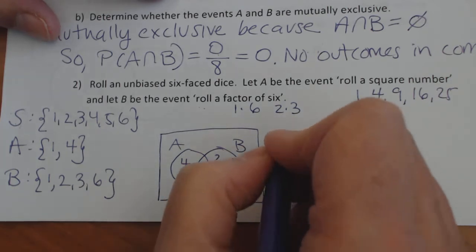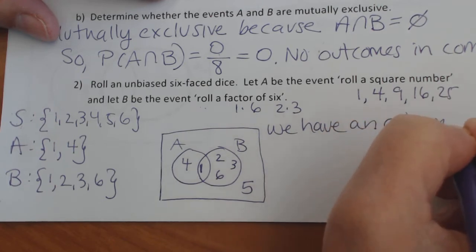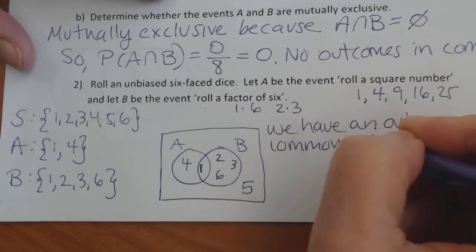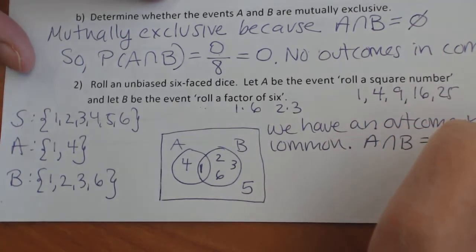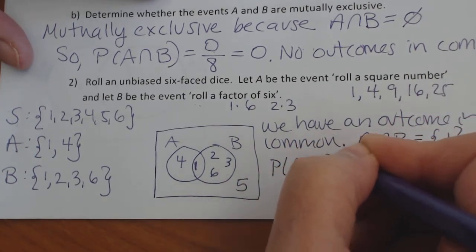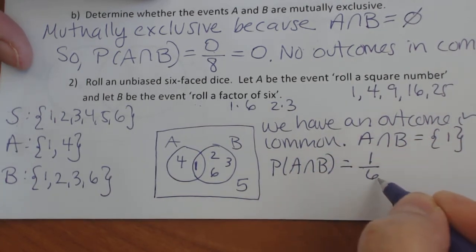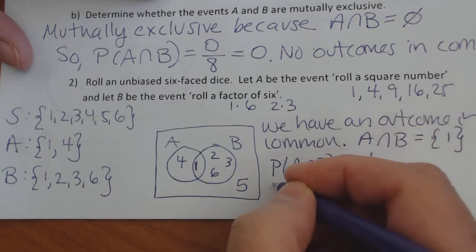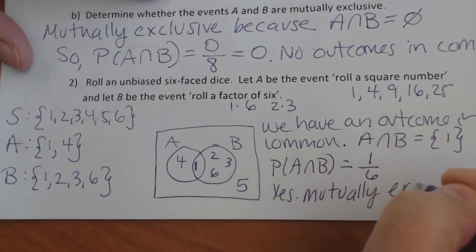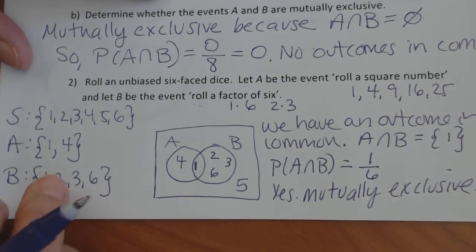So you can see here we have an outcome in common. I wrote that down: A and B equals 1, because that is the outcome in common. So for the probability of A and B happening, we have one outcome out of a total of 6 outcomes. This needed to be 0. It is not 0, therefore, yes, mutually exclusive. There we go. Okay, that was mutually exclusive.